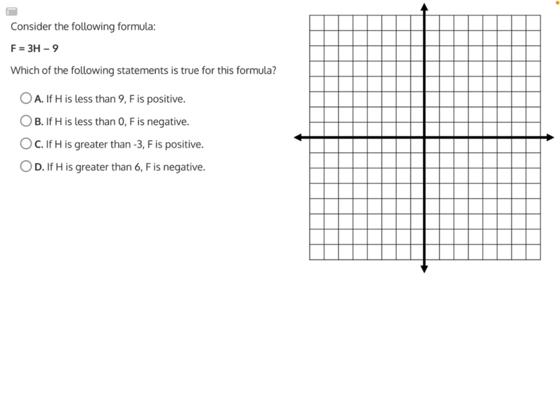Consider the following formula. Which of the following statements is true for this formula? To find the relationship between f and h and be able to tell which of these statements are true and false, we need to graph this function. And before we do that, we need to label our axes.